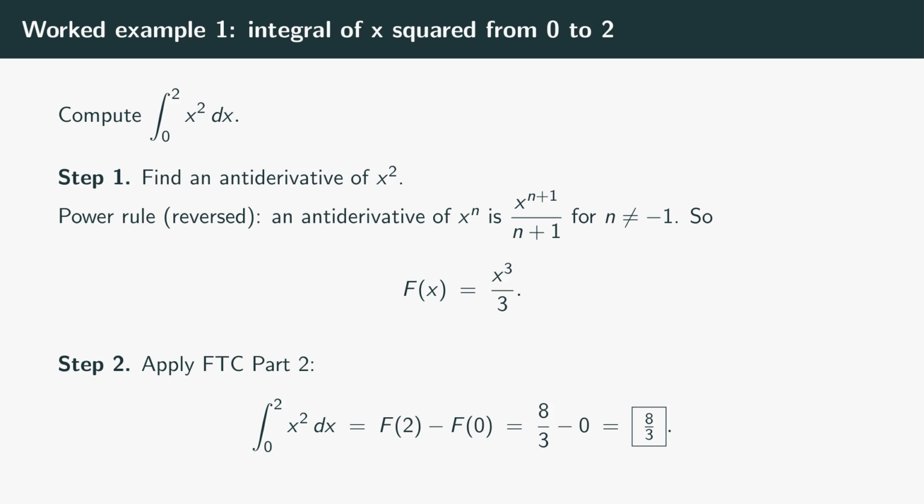Now hand it to the Fundamental Theorem Part 2. The integral from 0 to 2 of x squared equals the antiderivative evaluated at the upper limit minus the antiderivative evaluated at the lower limit. Plug in, 2 cubed over 3 is 8 over 3, and 0 cubed over 3 is 0. 8 over 3 minus 0, 8/3. Done. And we didn't touch a Riemann rectangle, or a limit, or a sum. One antiderivative, one subtraction, done. That's the trade the Fundamental Theorem is offering you.